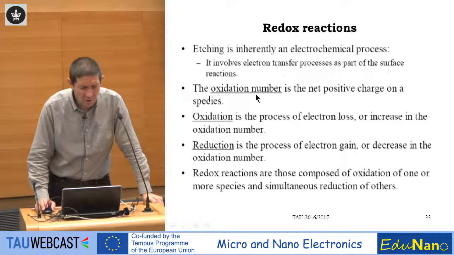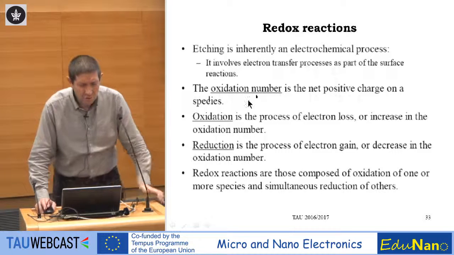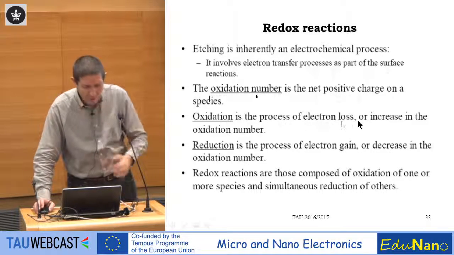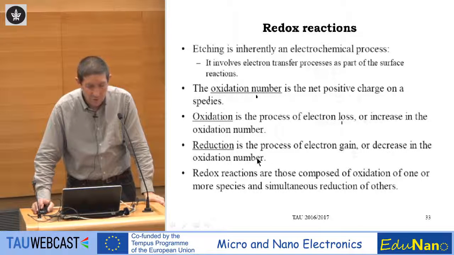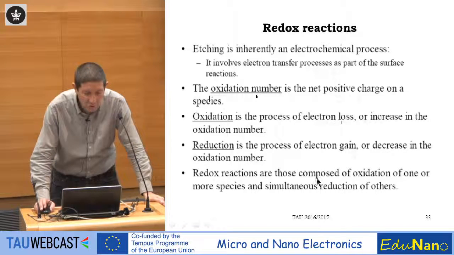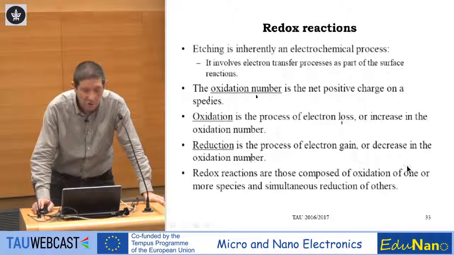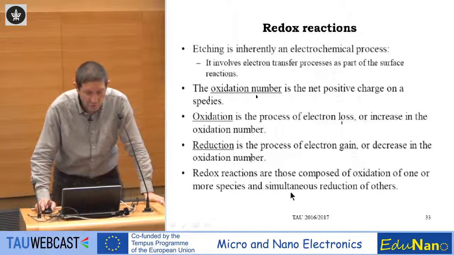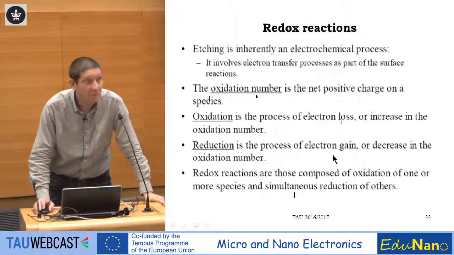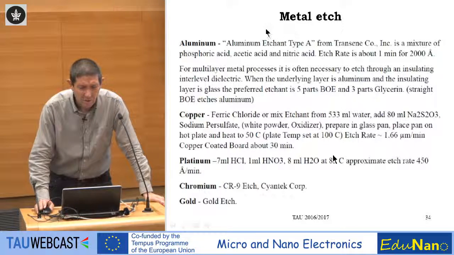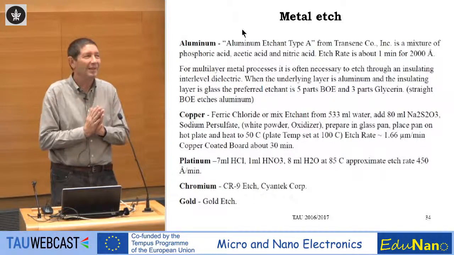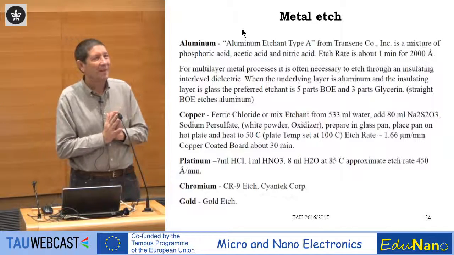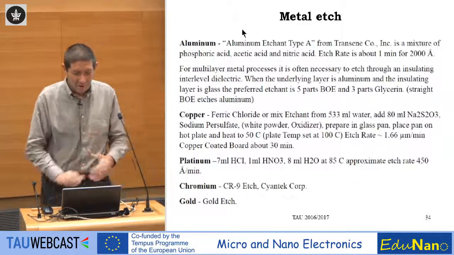The oxidation number is the net positive charge of a species. Oxidation is the process of electron loss, so we increase the oxidation number. Reduction is the process of electron gain or decrease of the oxidation number. Redox reactions are those composed of oxidation of one or more species and simultaneous reduction of others. So this is kind of a review of what you studied in electrochemistry or chemistry.